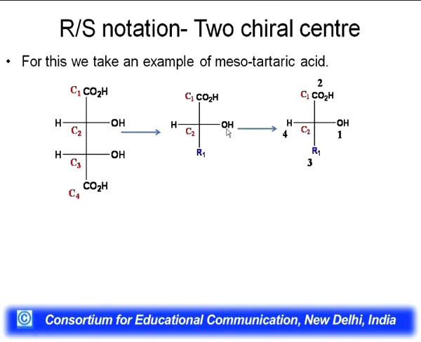You can suggest that this is OH, which is highest atomic number, because this is carbon, this is hydrogen, and for R1 you have to look at this carbon. This carbon is attached to the chiral carbon, so it is again carbon. So carbon, oxygen and hydrogen, OH gets the first priority. Second priority, this is an exercise for you.